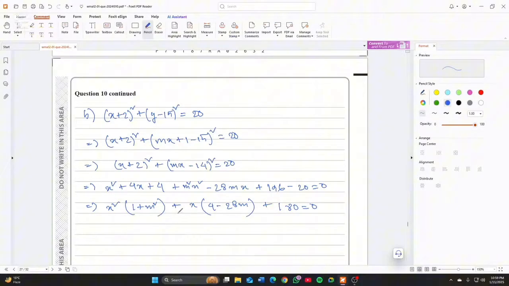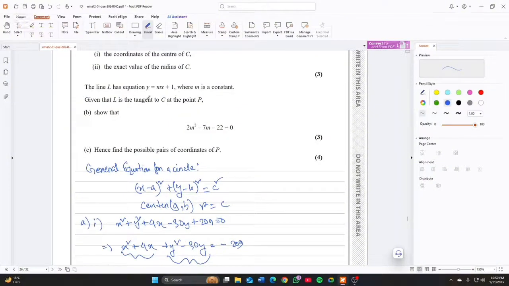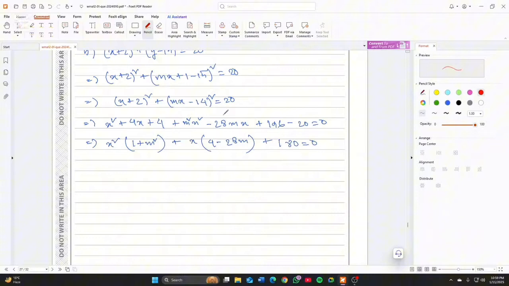Now we have a quadratic equation here. Since this line is a tangent to the circle, we already know that b squared minus 4ac will be equal to 0, right? So from here we can directly put this, since the line is a tangent, b squared minus 4ac equals 0.